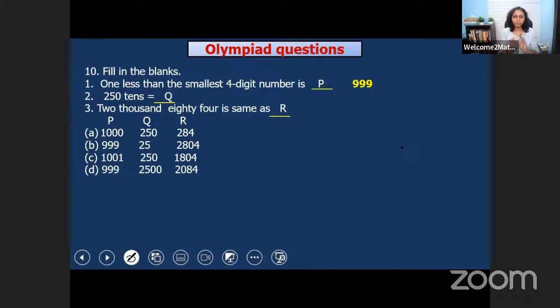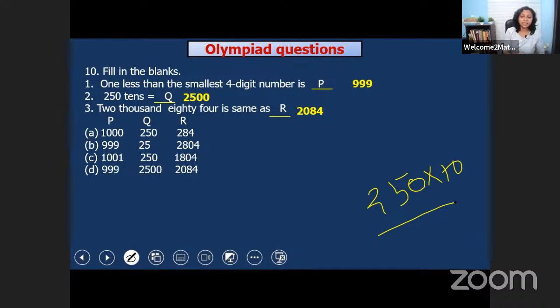Okay, now the next is Q. 250 tens. You have already learned 250 tens means 250 into 10. That's all, so it is 2500. Got it? Now the third: 2084 is same as R. That means R is 2084. Got it? So these are 999, 2500, 2084. Now let's check the answer. Which would be the right one?